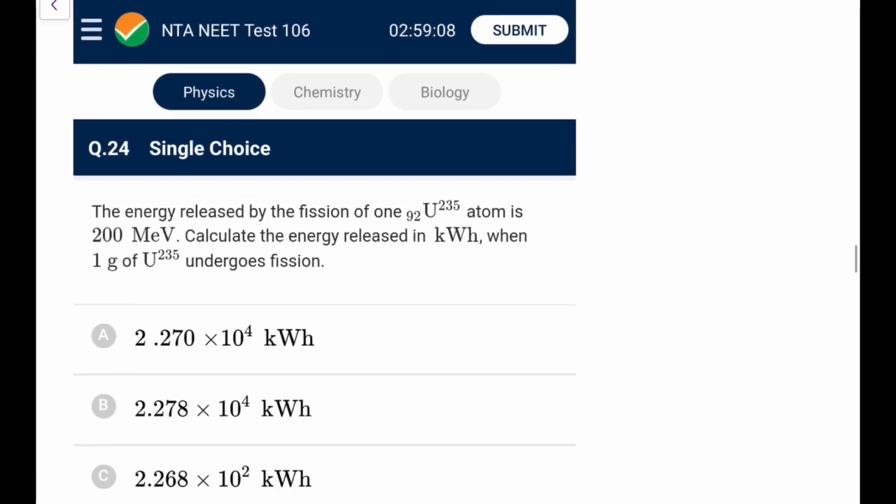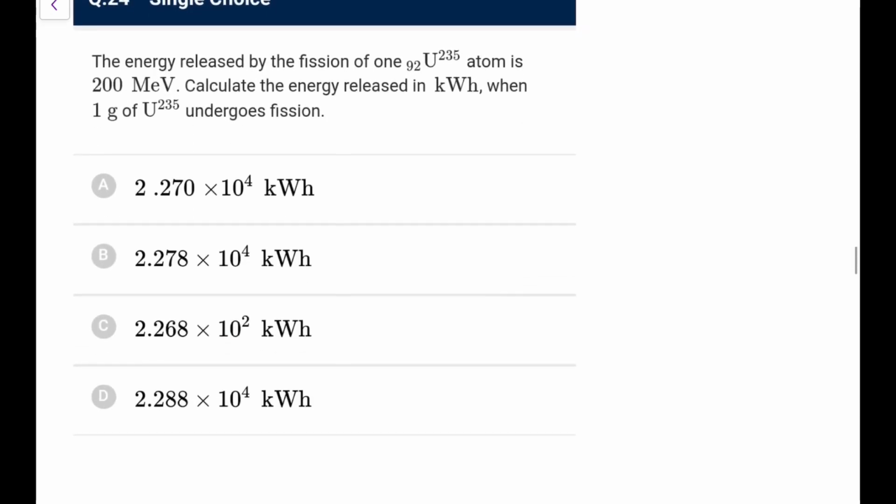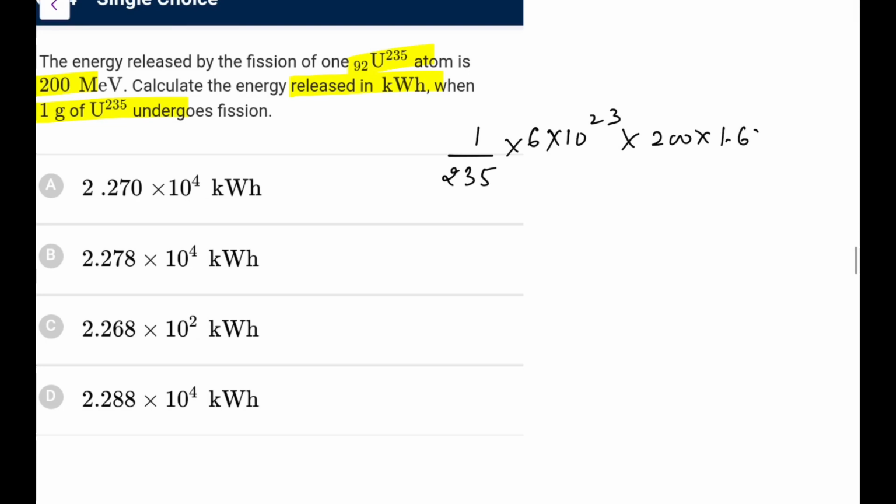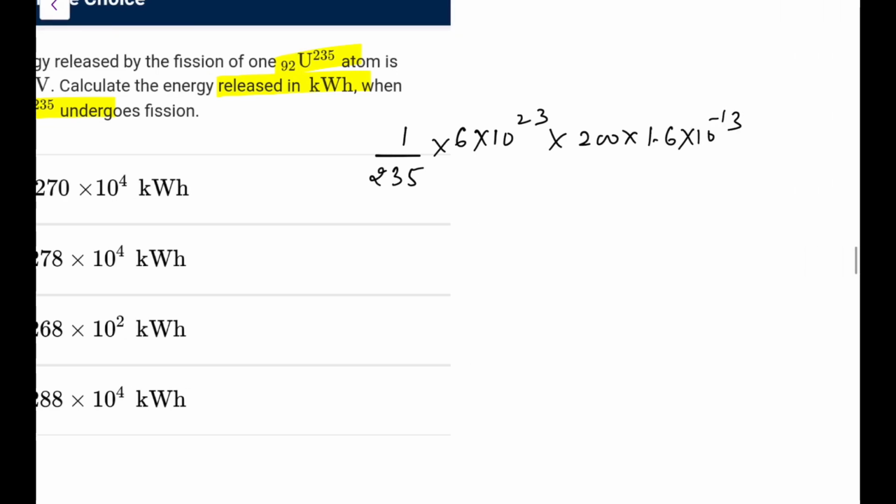Next one. The energy released by the fission of one uranium atom is given. Calculate the energy released in kilowatt hour when 1 gram undergoes fission. When 1 gram undergoes fission, the number of atoms is 1 upon 235 into Na. Na is 6 into 10 to the power 23, and each releases 200 MeV. 1 MeV means 1.6 into 10 raised to the power minus 13 joule, and you know 1 kilowatt hour is 3.6 into 10 to the power 6.